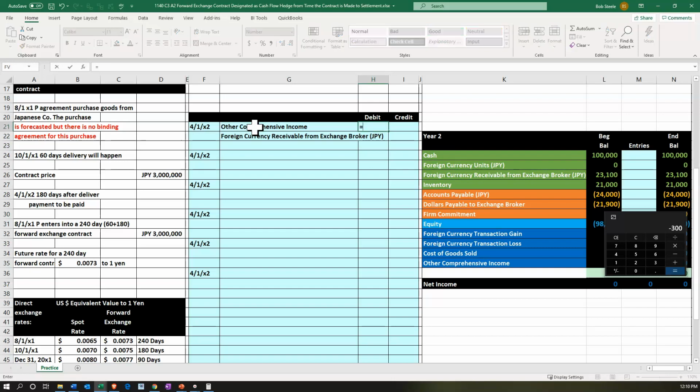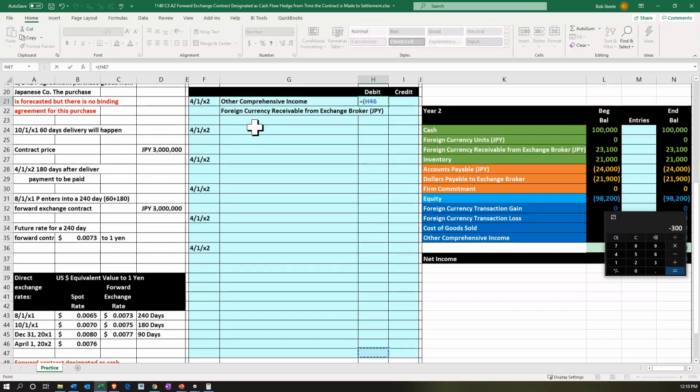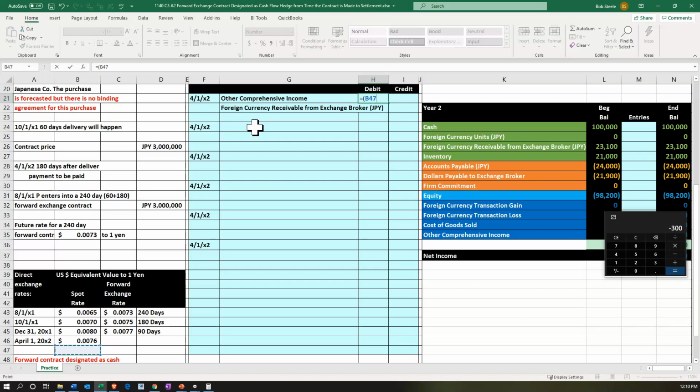We're going to say this will be equal to brackets. We'll calculate this $300 the second way. Once again, we're going to say it's going to be the 0.008 spot rate. That's not right. Hold on. It's going to be the last forward rate, 0.0077 minus the 0.0076. Close up the brackets, multiply it times that 3 million. There's the 300 debit and the credit.